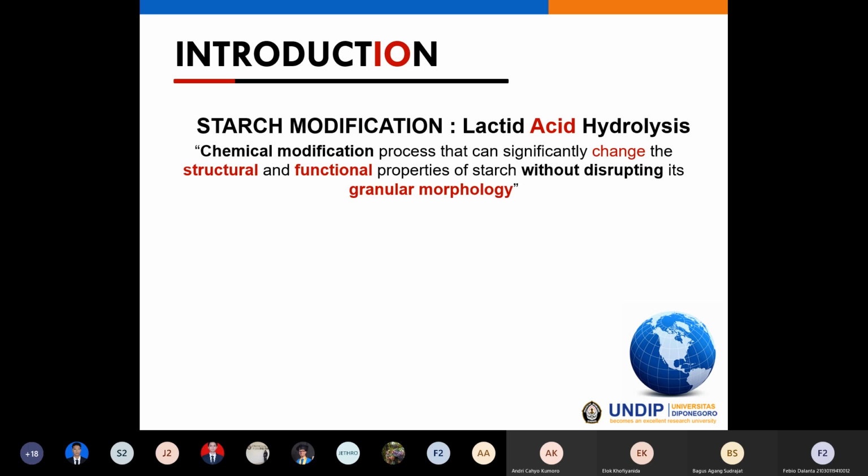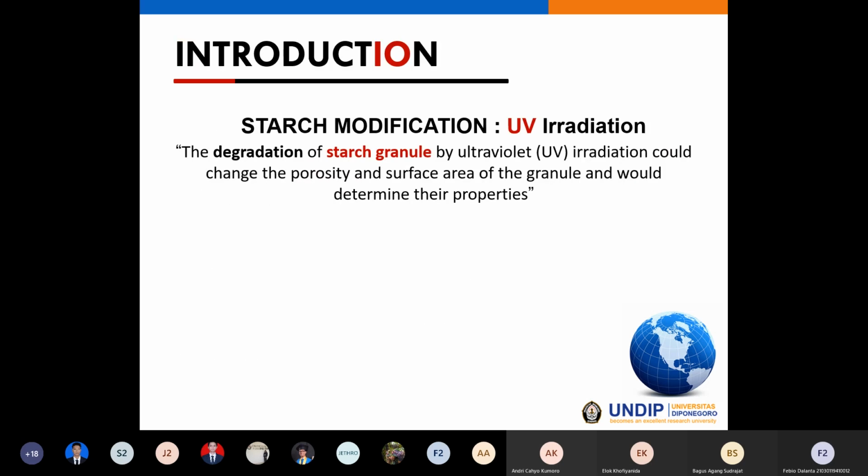So in this research, we used two modification processes. The first modification process is starch modification by lactic acid hydrolysis. This is a chemical modification process that can significantly change the structural and functional properties of starch without disrupting its granular morphology. And the next is starch modification using UV irradiation with a rotary UV dryer. This modification involves the degradation of the starch granule under ultraviolet irradiation, which could change the porosity and surface area of the granule and will determine its properties.